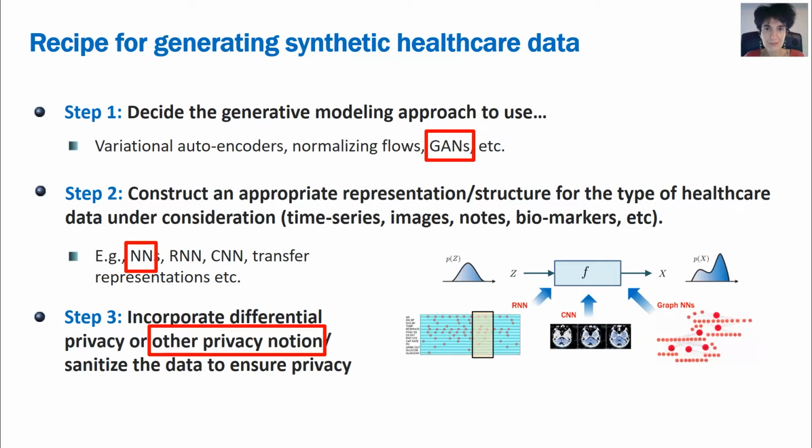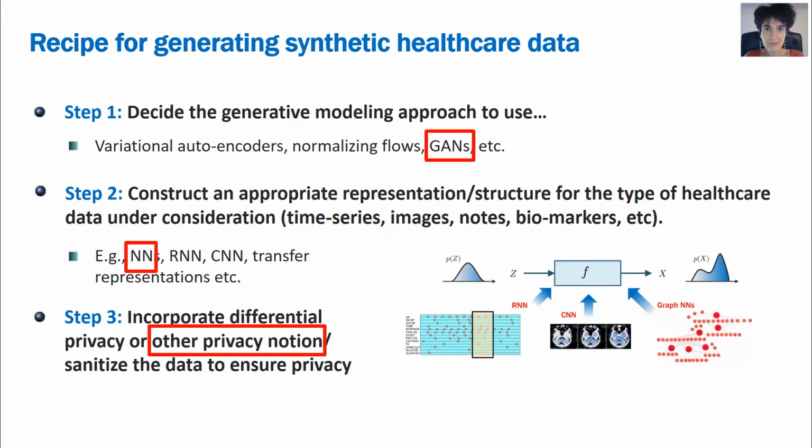In this case, we are going to use GANs. In the second step, we are constructing an appropriate representation for the type of healthcare data under consideration. Initially, we are going to focus on tabular data, and we are going to use neural networks. In the third step, we are going to select a desirable notion of privacy to fulfill.